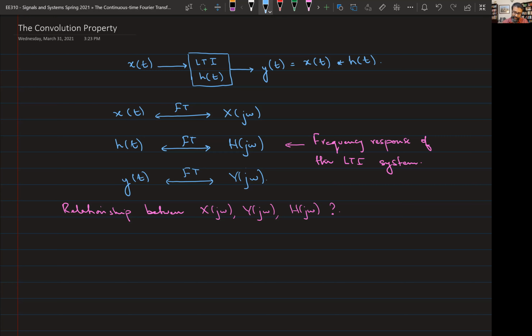So the question, of course, is what is y of j omega as a function of x of j omega and h of j omega. Now, y of j omega, I know, is the Fourier transform of the output, right? Now, if I want to build that relationship between x of j omega and y of j omega, what do I do? What should be the next step here?